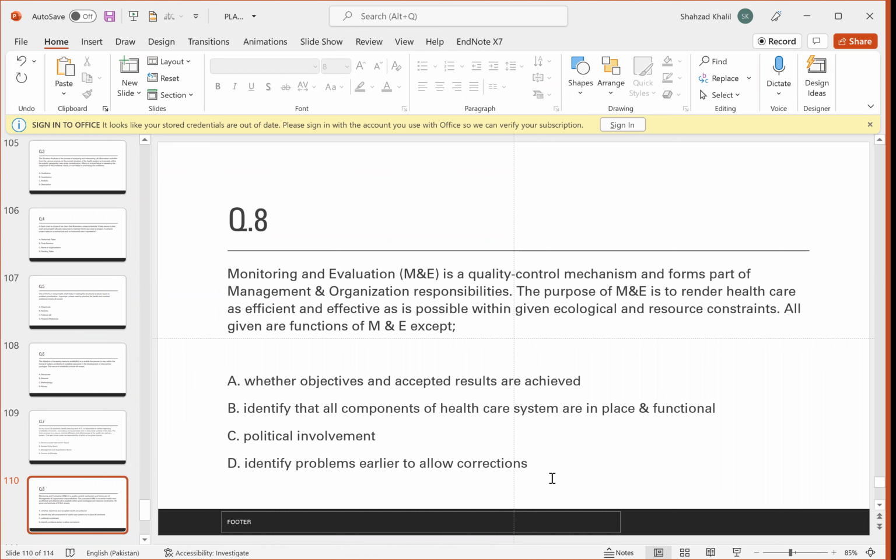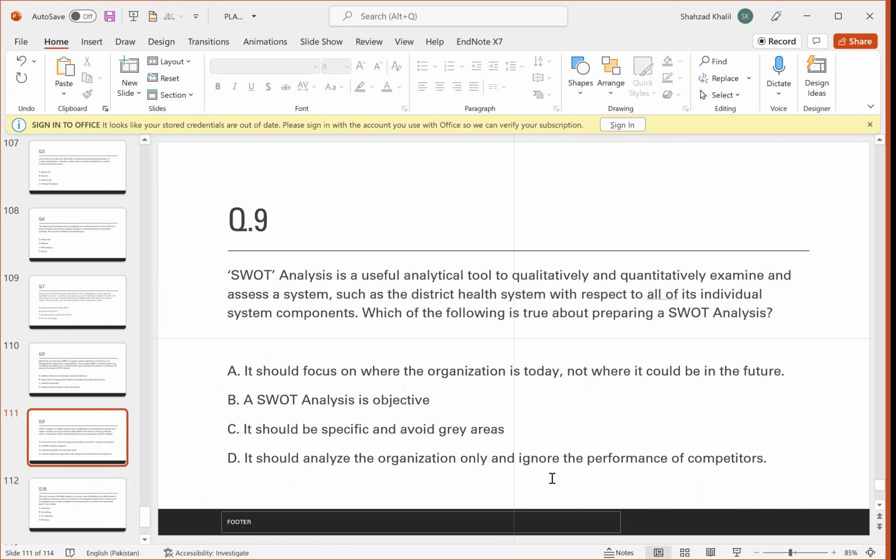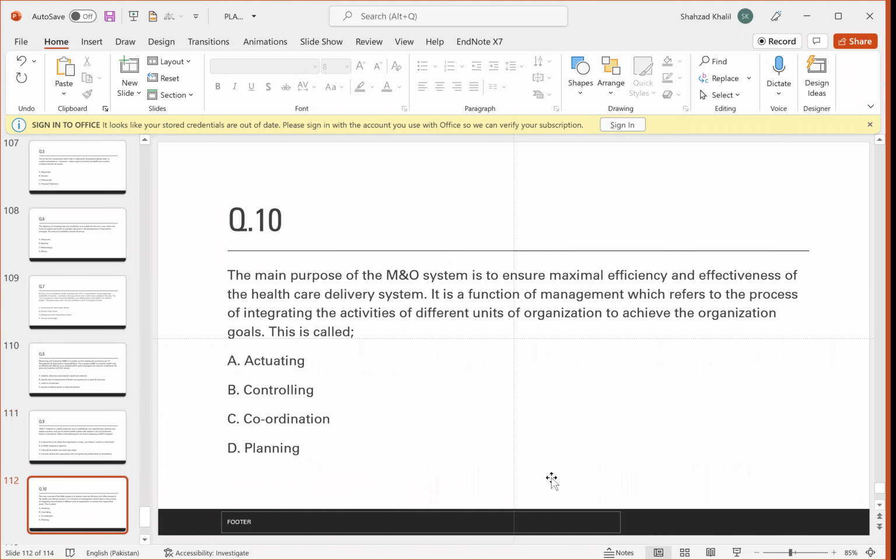C. Yes, correct. SWOT analysis is a useful analytical tool to quantify, examine and assess a system such as a district health system with respect to all of its individual system components. Which of the following is true about preparing a SWOT analysis? It should focus on where the organization is today, not where it could be in the future. SWOT analysis is objective. It should be specific and avoid gray areas. It should analyze the organization only and ignore the performance of competitors. C option is correct. It should be specific and avoid gray areas.